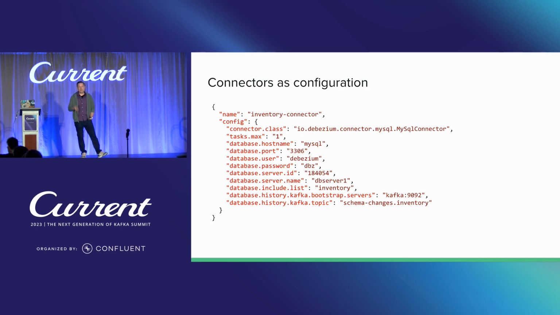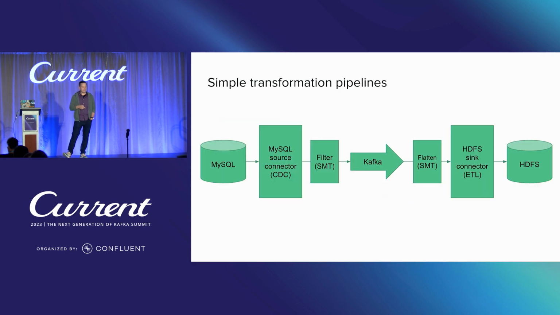You just have to write some configuration. So here, for example, this is just example configuration for getting data from MySQL into Kafka, right? You have to know the username and password of your database and how to connect to it, and that's pretty much it. You can also do simple transformations with something called SMTs.